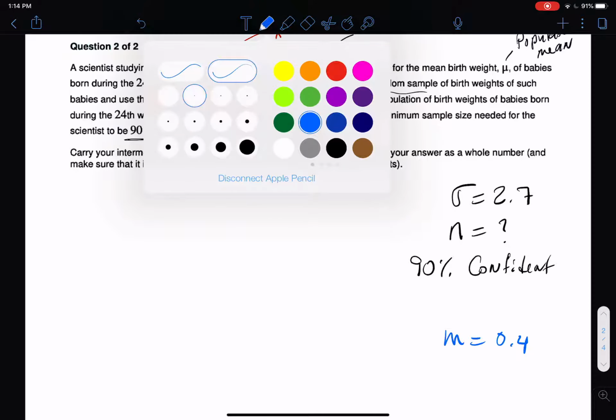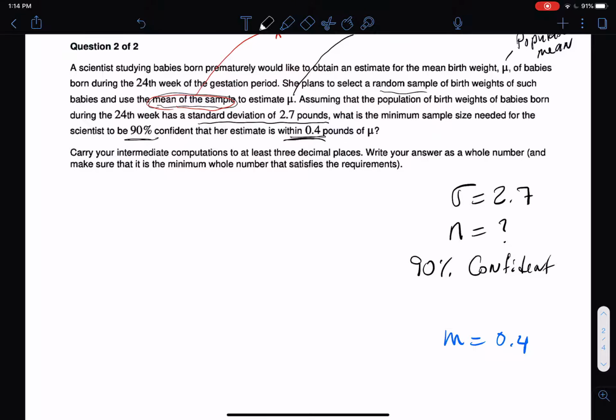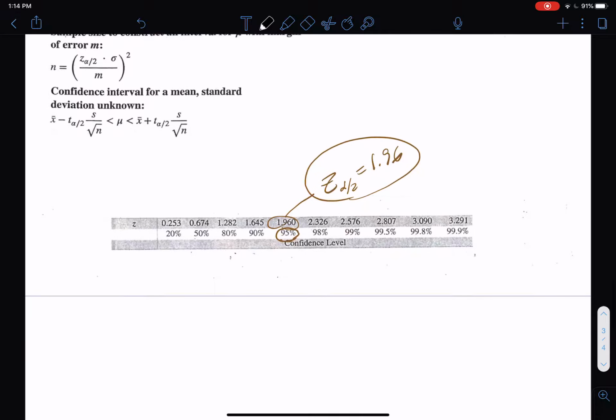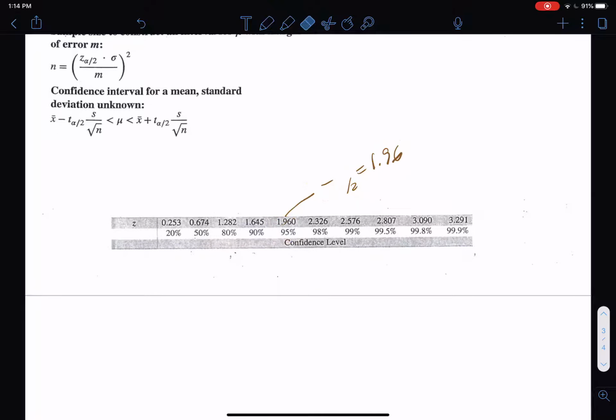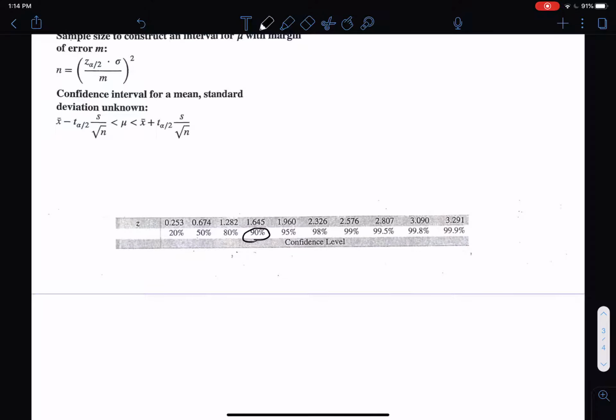Now the reason why I just made some space is because what goes with a 90% confidence level? Well, the critical value goes with that, right? So I'm going to look up a 90% confidence level on my chart, and hopefully it's there. And let's get rid of all that. So a 90% confidence level has a z-score of 1.645.